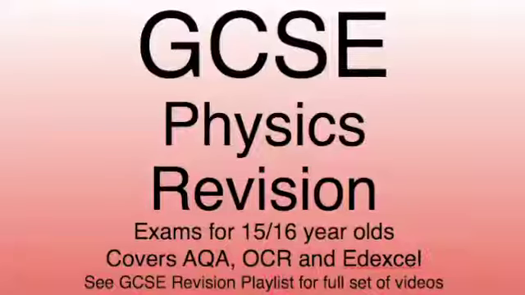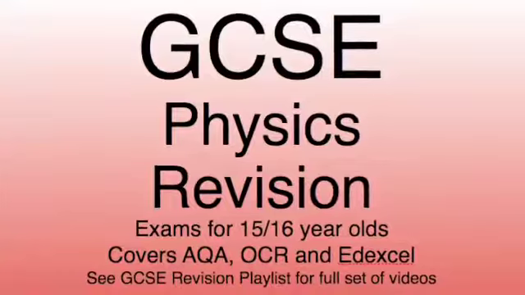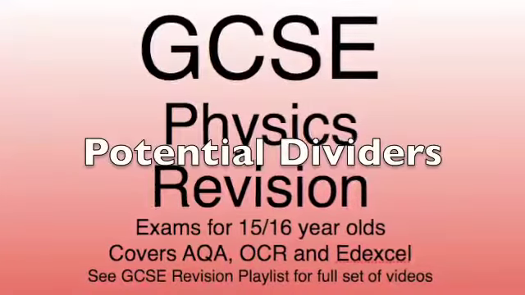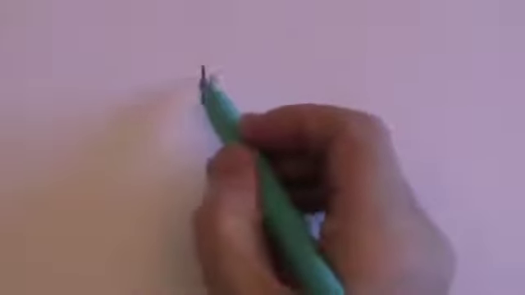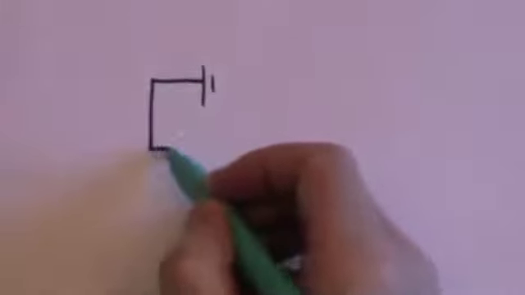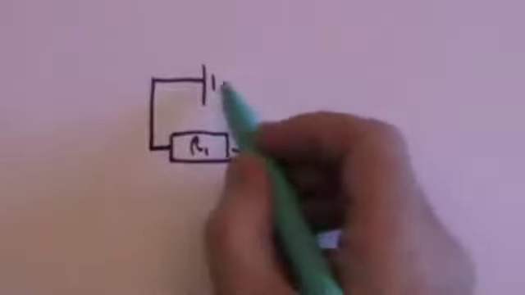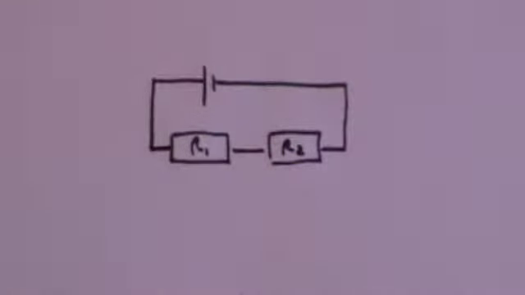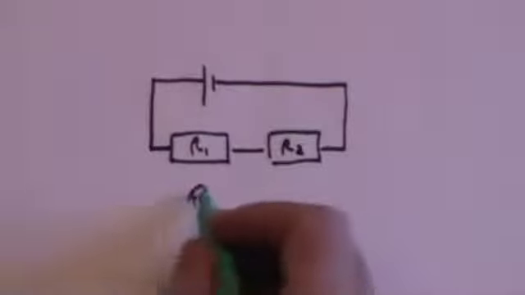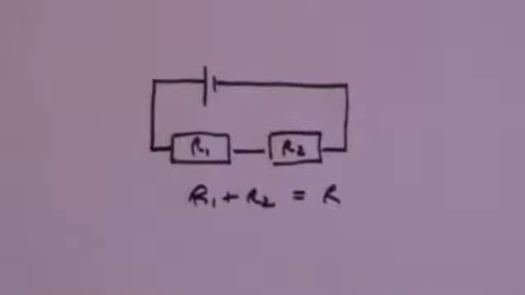Hello, today we're continuing in our series on GCSE physics revision and we'll be looking at potential dividers. In our video on series circuits, we learnt that if you have two resistors, R1 and R2, in series, then the total resistance in the circuit is just the sum of the two resistors. So it's R1 plus R2 is the total resistance.